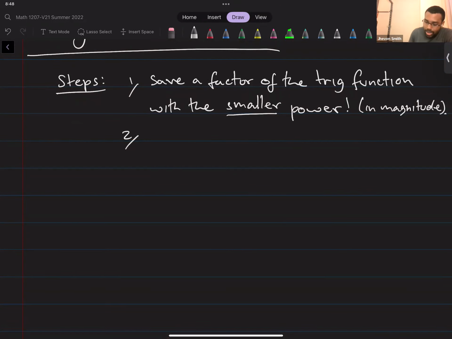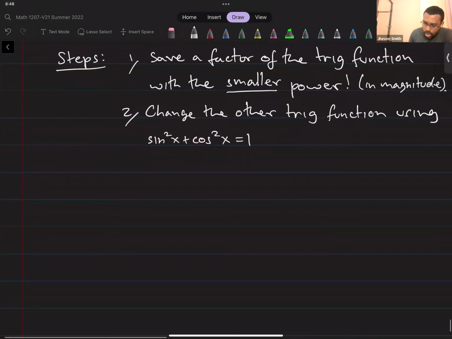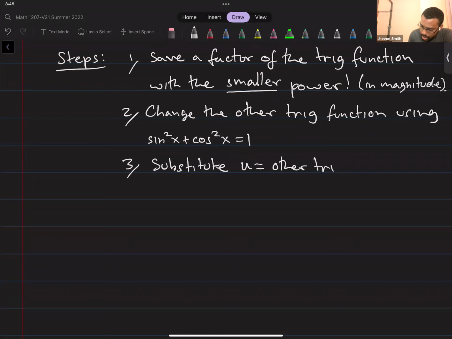Then you're going to change the other trig function using sine squared plus cosine squared equals 1. Then three, substitute u equals the other trig function. Then four, integrate.